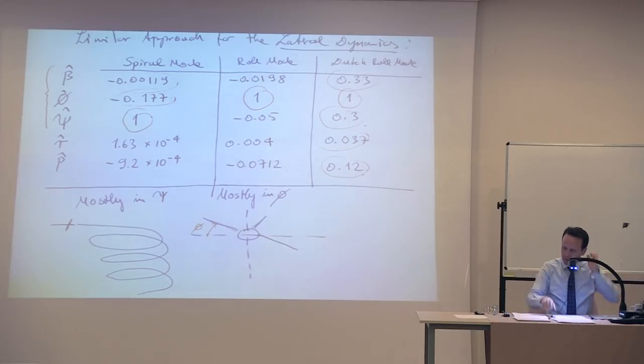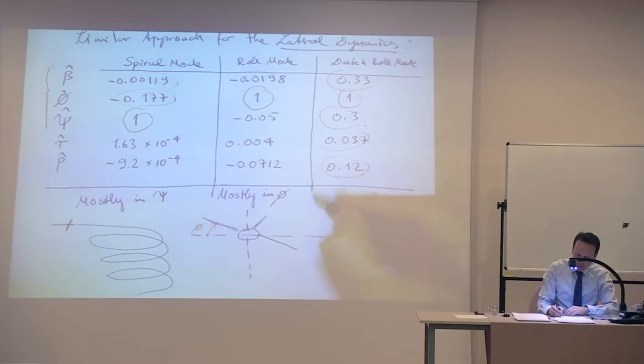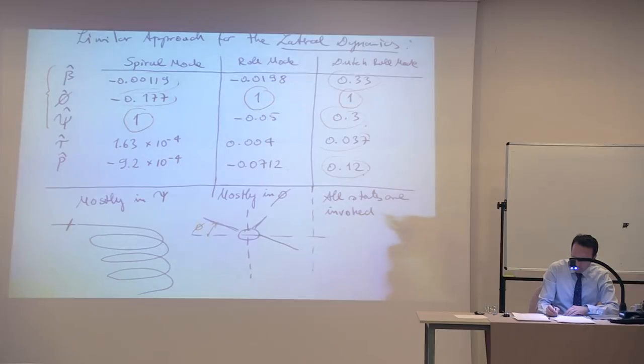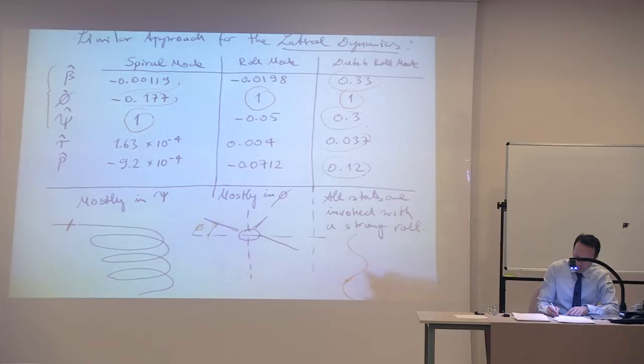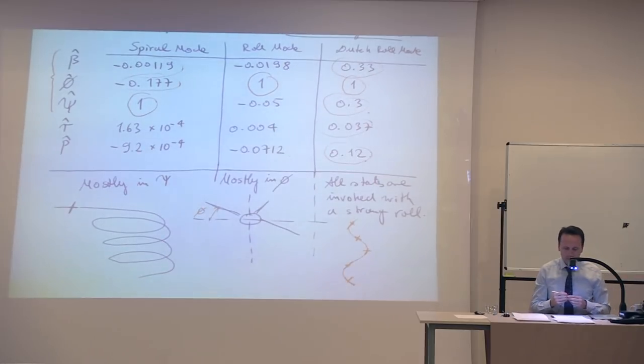So it's a roll angle. And here, all states are involved with a strong roll, meaning that this strong roll would be a motion that would look more like this kind of motion, where the airplane would be doing this kind of motion.